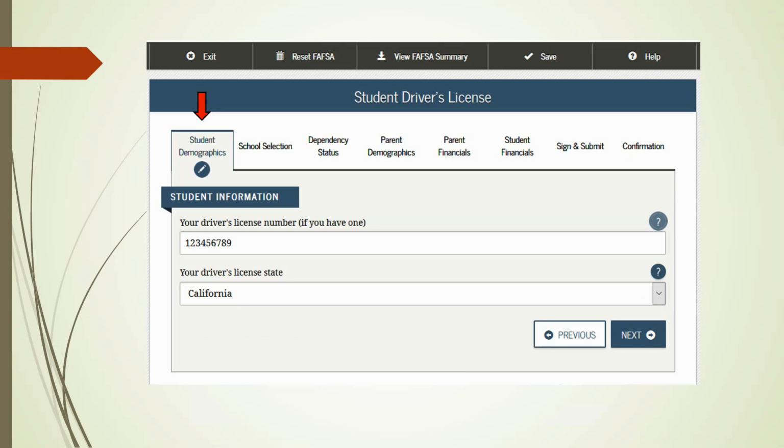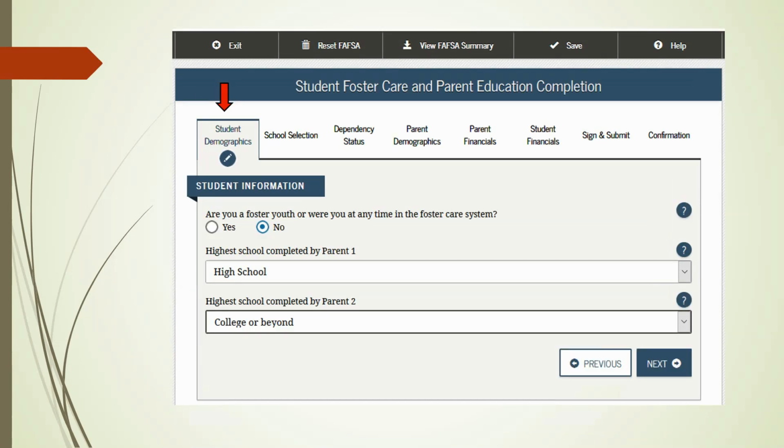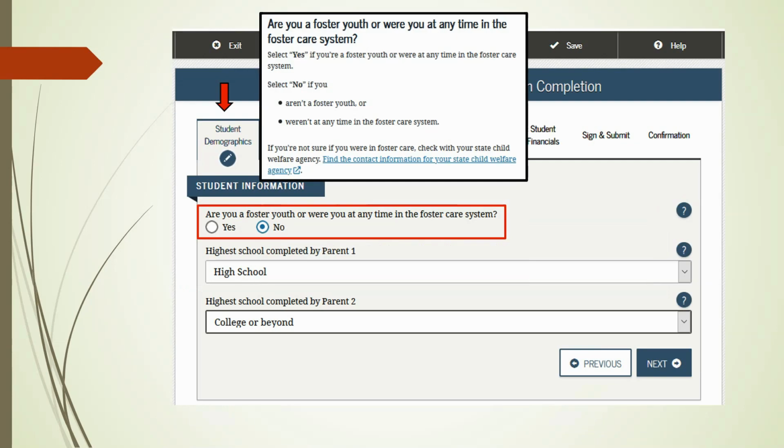Then they'll ask for your student driver's license. This is completely optional. Then they're going to ask if you are a foster youth at any time or in the foster care system. And the reason they're asking for this question is a lot of states or even the colleges themselves might have some foster grant programs that are available to these students.